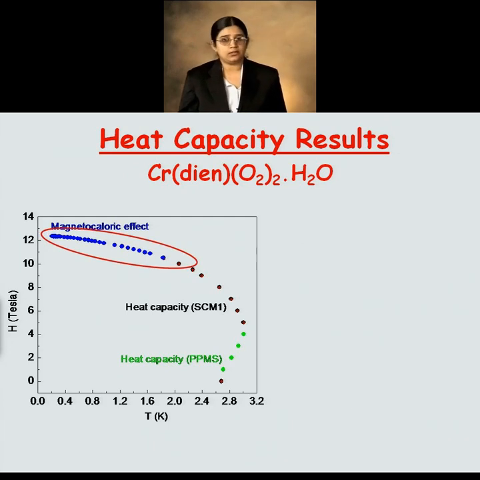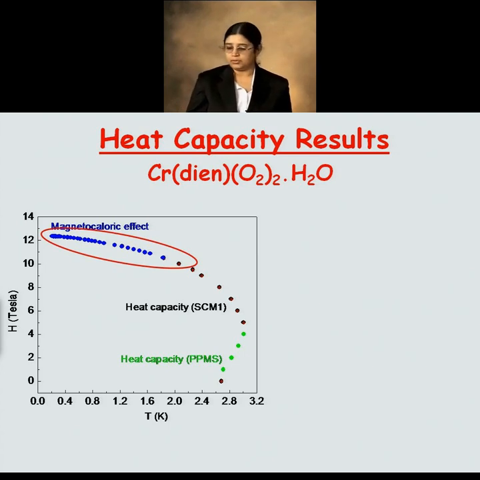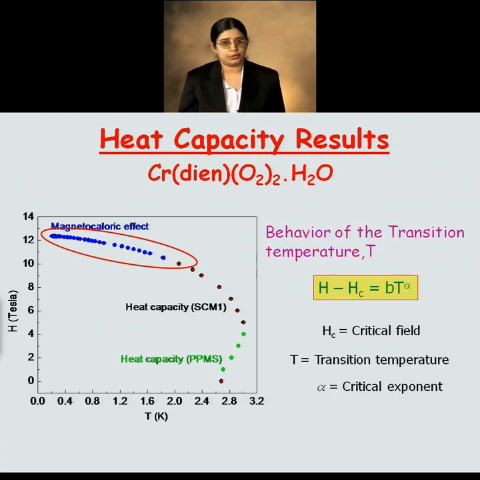So we decided to fit the lowest temperature data between 0.2 to 20 millikelvin using the power law shown here, which is H minus Hc equal to B into T raised to the power alpha, where Hc is the critical field, T is the transition temperature, and alpha is the critical exponent.